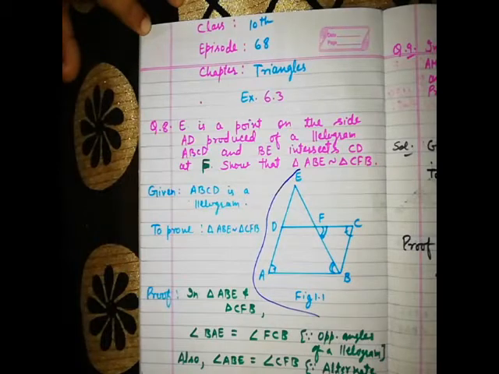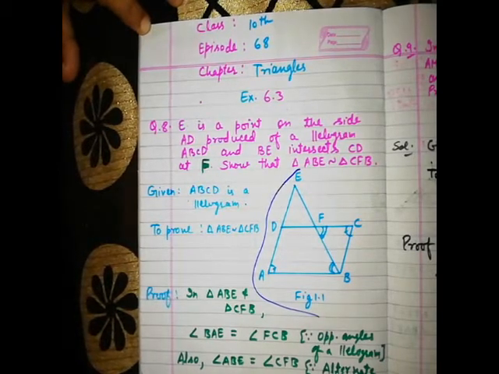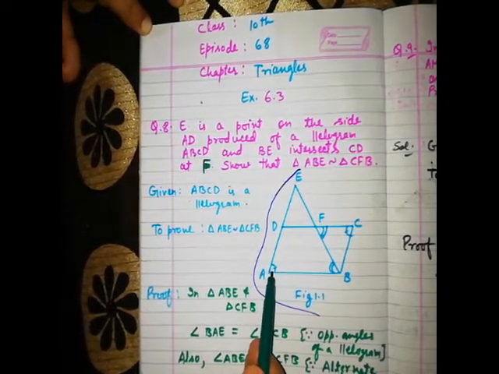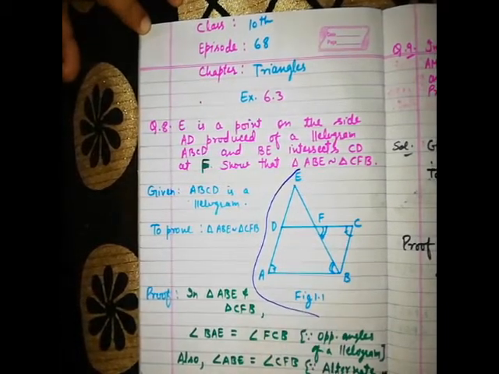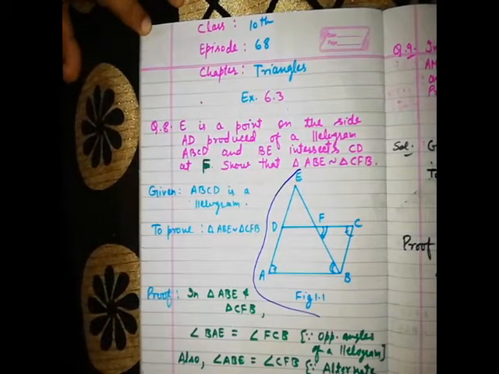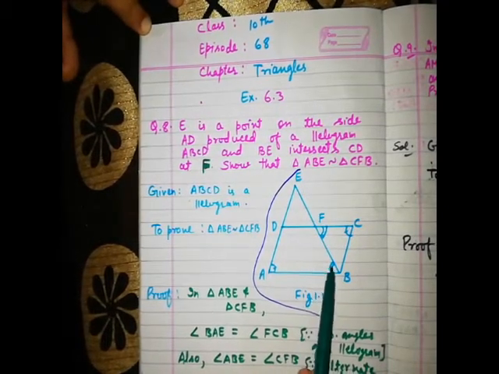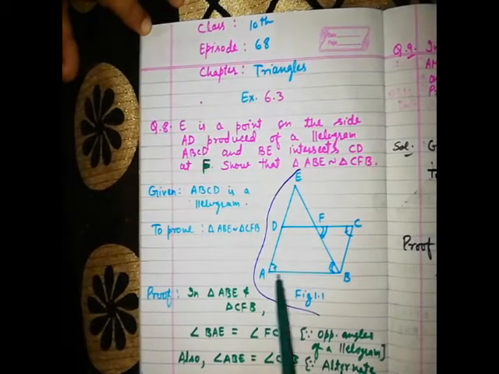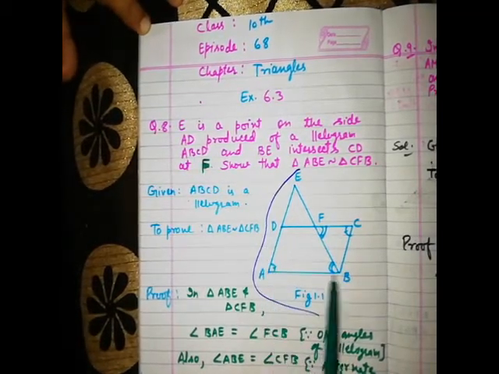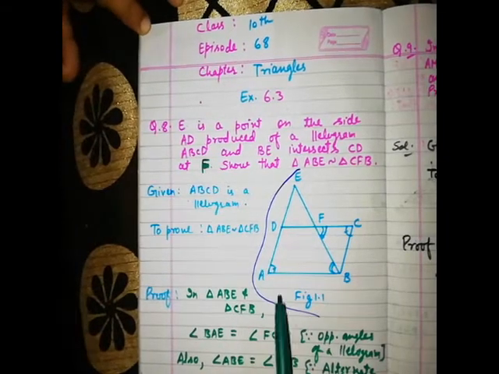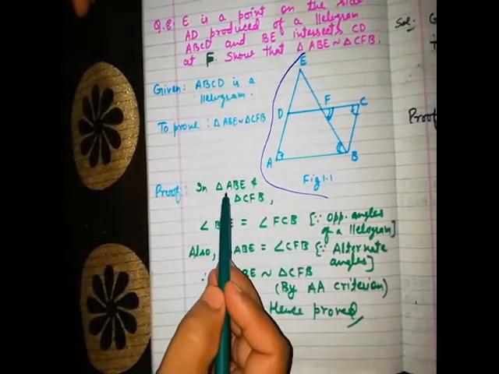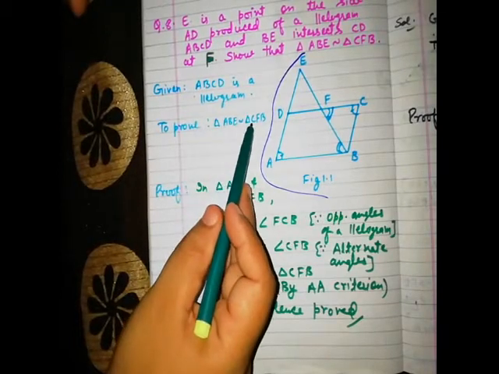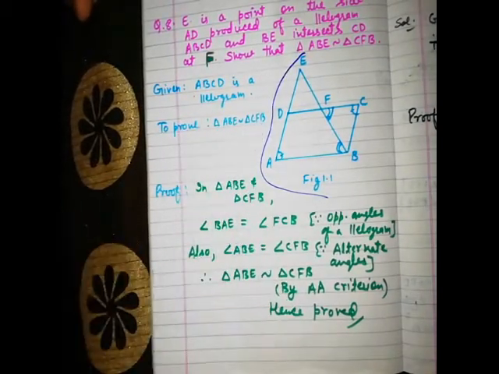Here we will be using the concept of alternate angles and the angles which are opposite in a parallelogram are equal. These two concepts are to be used to prove this question number 8. Angle B and angle F are alternate angles and AB is parallel to CD because these are opposite sides of a parallelogram, and angle A is equal to angle C because these are opposite angles of a parallelogram. So let us take these two triangles, triangle ABE and triangle CFB, which are to be proved to be similar.